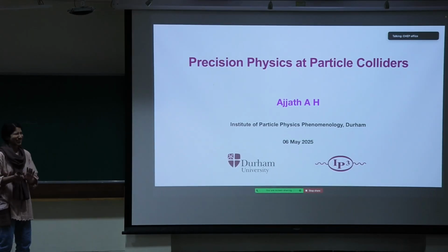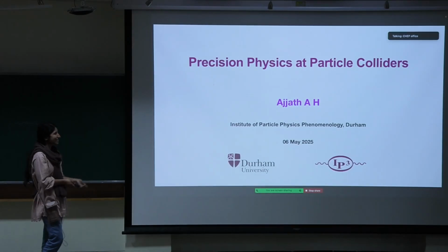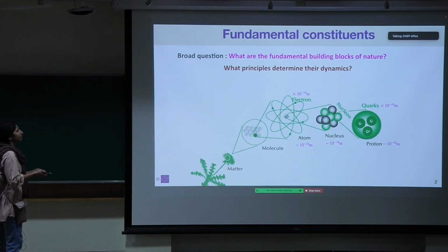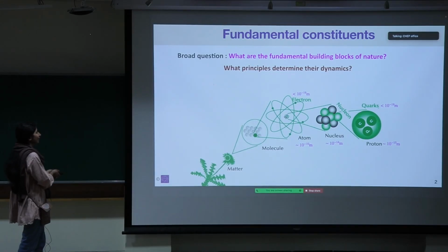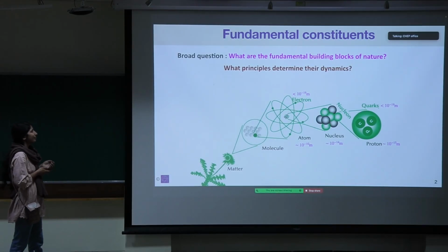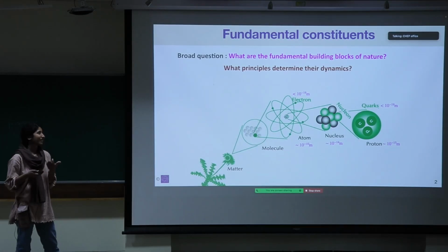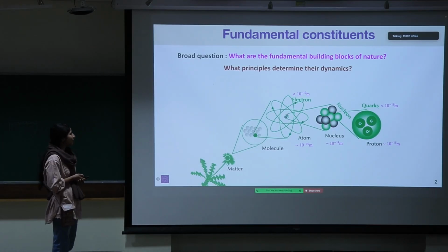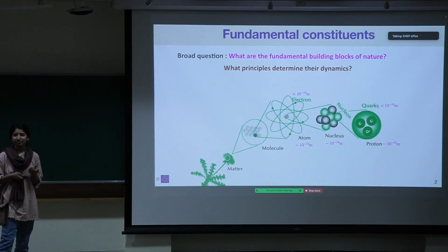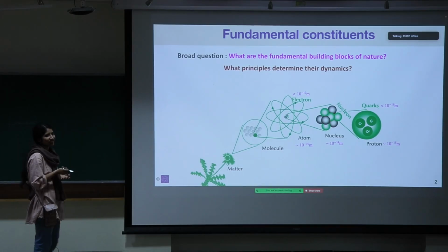Okay, sorry. So before I discuss what I meant by precision and the relevance, let me start with a very brief overview, a kind of brief history. Let us start with a very broad question, one of the fundamental questions: what are the fundamental building blocks of nature? Like everything that we see in nature, what is it all made up of? And is there a physical principle that determines the dynamics that we see from very small scale to the larger scale? Of course, this question is not a new question.